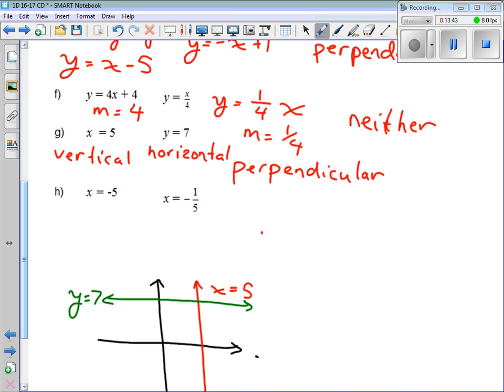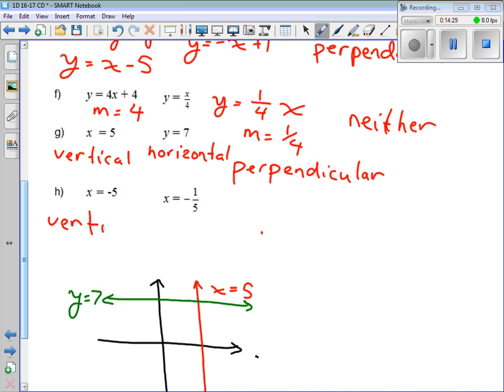Okay, you thought we were doing H? Okay, go ahead. Talk to me about H. X equals negative 5 and x equals negative 1/5. They're neither? Why? What kind of lines are these? Mashayat's got it here. She thinks she has it, though. Sorry? Well, what kind of a line is x equals negative 5? What kind of a line was x equals 5? Vertical. So x equals negative 5 is going to be vertical.